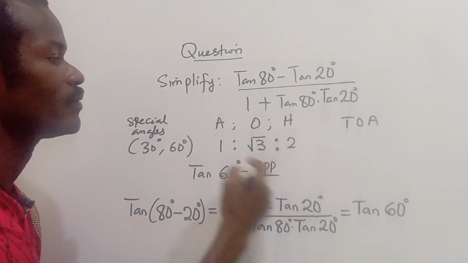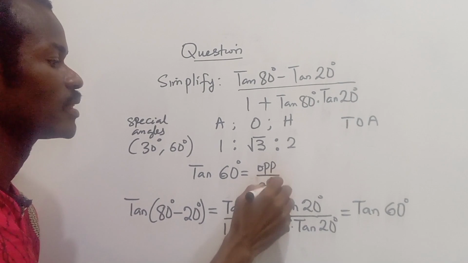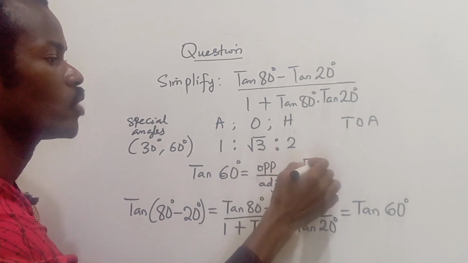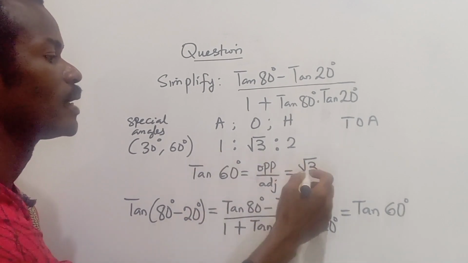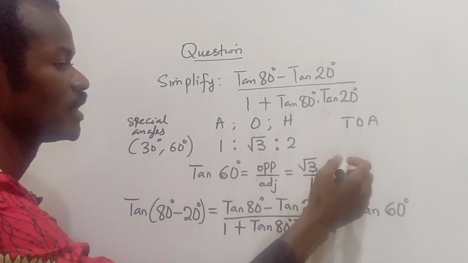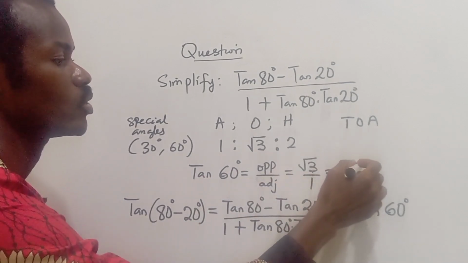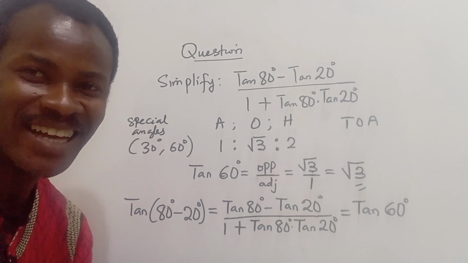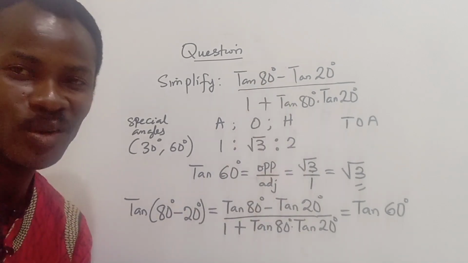We have opposite divided by adjacent. So the opposite is square root of 3, divided by 1. So tan 60 degree is also equal to square root of 3. So that gives us the answer to this problem on the board.